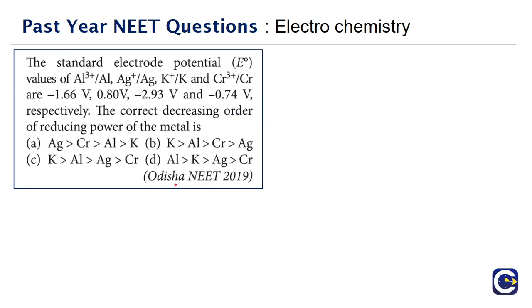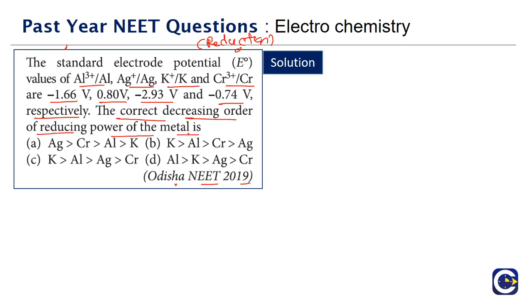Okay, so we'll move on to the next question. This is another question that has come in the Odisha 2019 paper. The standard electrode potential E naught. So all these are what? Whenever we say standard electrode potential, we are talking about the reduction potentials. Aluminium, silver, potassium, chromium. What are these values? Minus 1.66, 0.8, minus 2.93, minus 0.74 respectively. The correct decreasing order of reducing power.